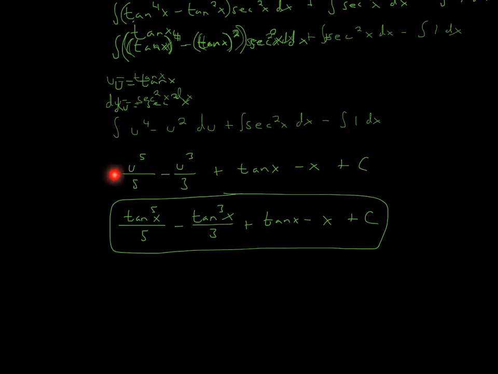And then we can't keep this in as u, because since we did u substitution, we have to convert it back. So we plug in tan, so it'll be tan to the 5th x, and tan to the 3rd x, keep the 5 and the 3, and keep this the same, and then remember to add a c, because that's an easy way to lose points.